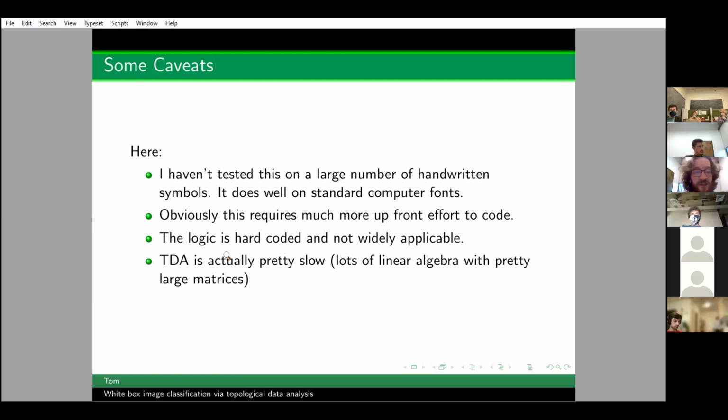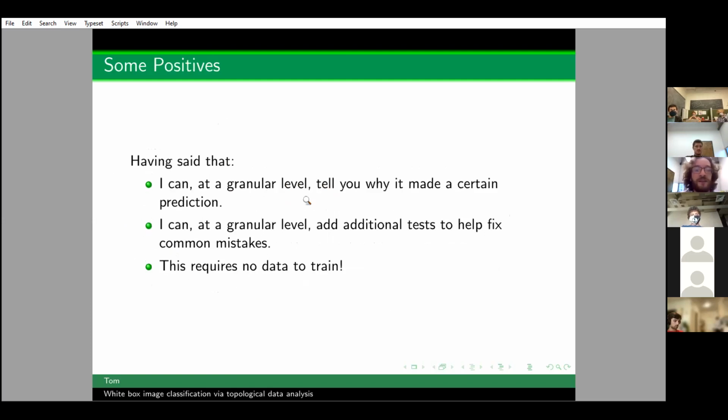And then finally, it's actually pretty slow in general. So there's lots of linear algebra that's going on with very large matrices. As soon as your image has too many pixels in it, the persistent homology calculations take a lot of time. So in practice, this algorithm probably wouldn't ever be used, but it has some positives.